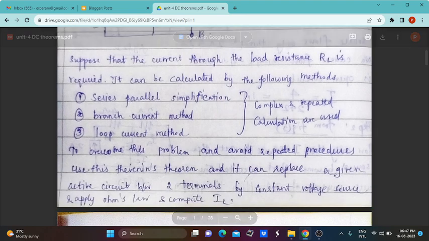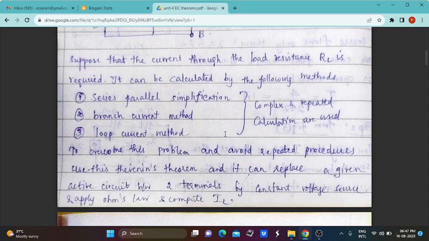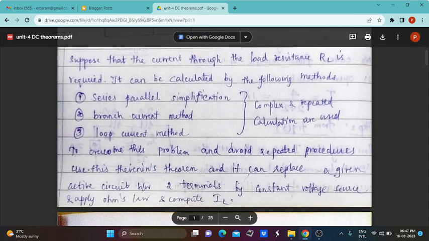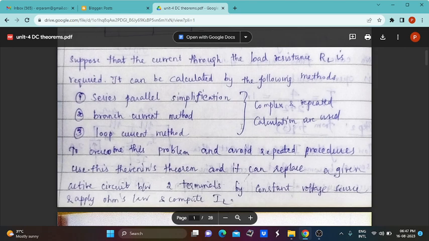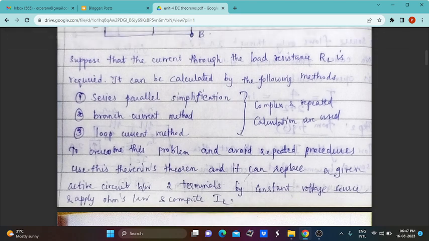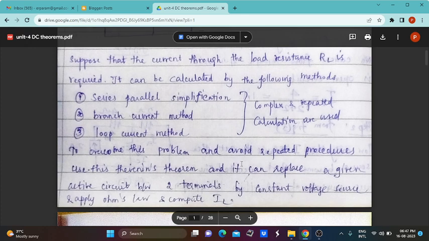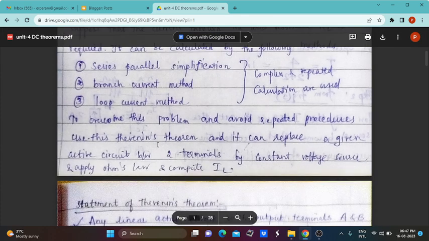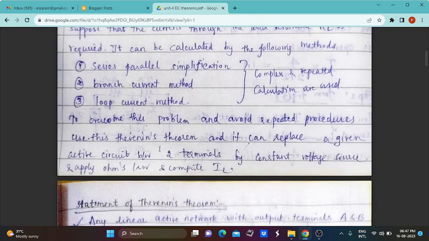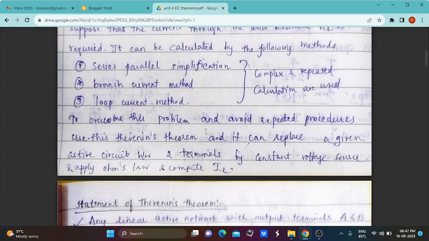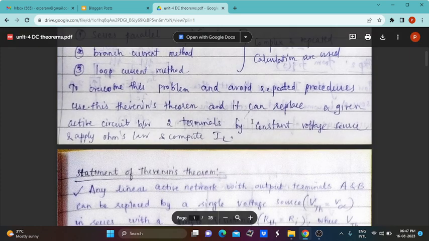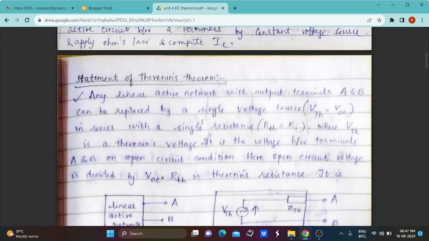To overcome this problem, we use a new method called Thevenin's theorem. To avoid repeating the same procedures again and again for the same circuit, we can go for Thevenin's theorem. The given active network between two terminals can be replaced by a constant voltage source, and then we apply Ohm's law to determine the load current IL.